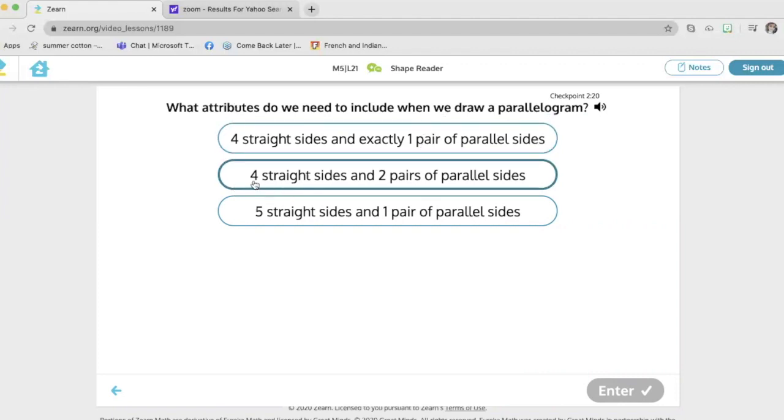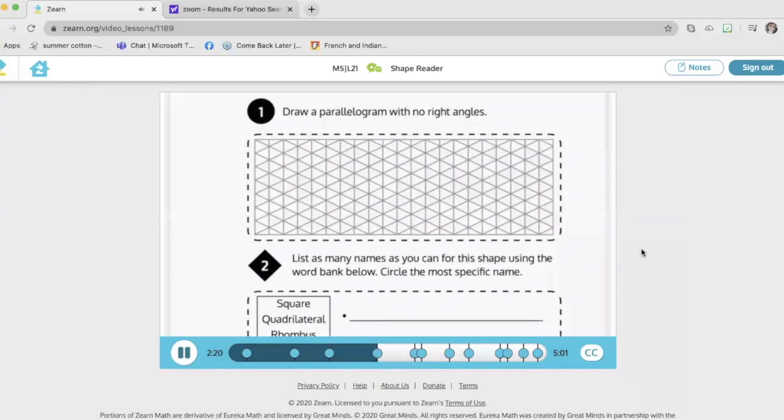The second option says 4 straight sides and 2 pair of parallel sides. And then the last option says 5 straight sides and 1 pair of parallel sides. Well, we know that a parallelogram is a quadrilateral, so it can't have 5 sides, which means that the attributes of a parallelogram are 4 straight sides and 2 pairs of parallel sides. A parallelogram must have 4 sides and 2 pairs of parallel sides. We also know that opposite sides are equal in length.